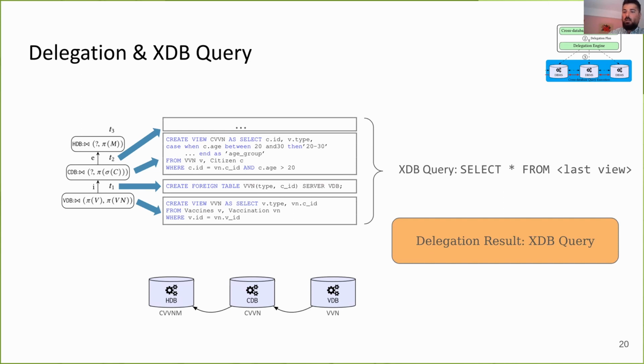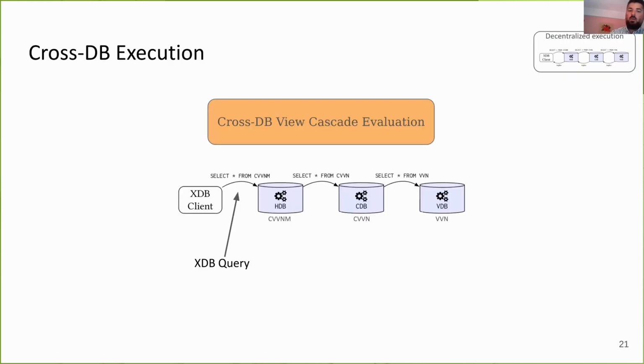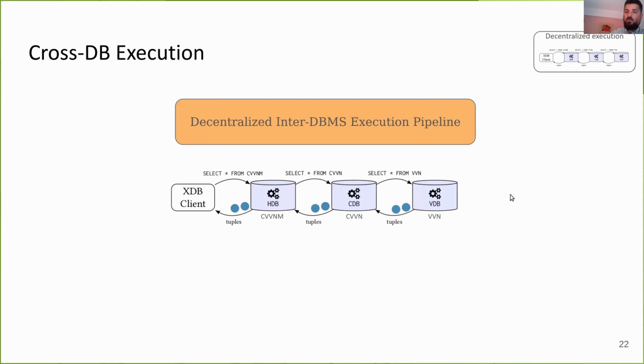So essentially, we have a select star from last view statement, where last view is the view that got registered on the last DBMS. And when we now execute this XDB query on the DBMS where the last view was registered, this will result in a view cascade evaluation, because the DBMS is going to ask for the foreign data on the other DBMS, and so on and so forth until the last DBMS is reached. And then this results in this nice decentralized inter-database execution pipeline.